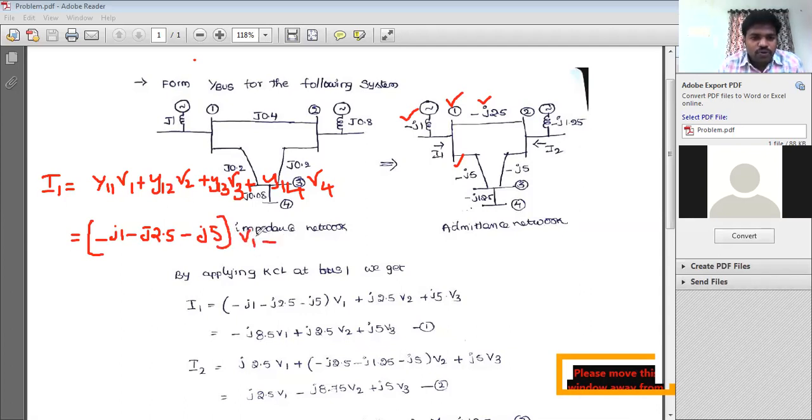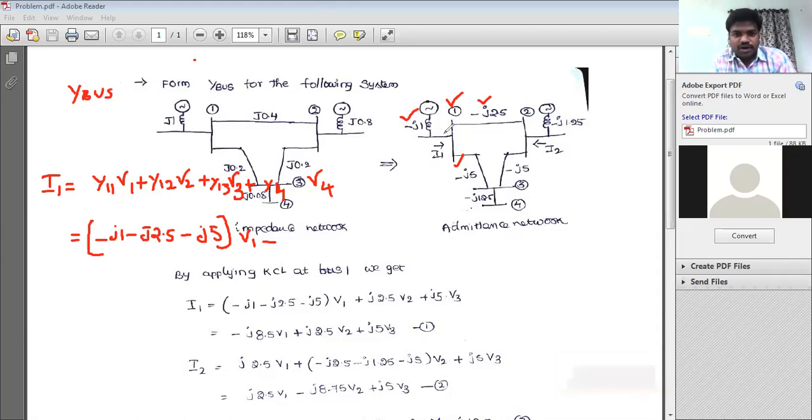Now what is Y12? Just remember that for simplicity, I am going to consider capital Y letters here. So plus capital Y12, because this is the admittance, capital Y13, capital Y14. Why am I writing capital Y? Because the Y bus always has capital letters, not small letters. So Y11 can be obtained by adding all the admittances. Here 3 admittances have been connected to bus number 1.